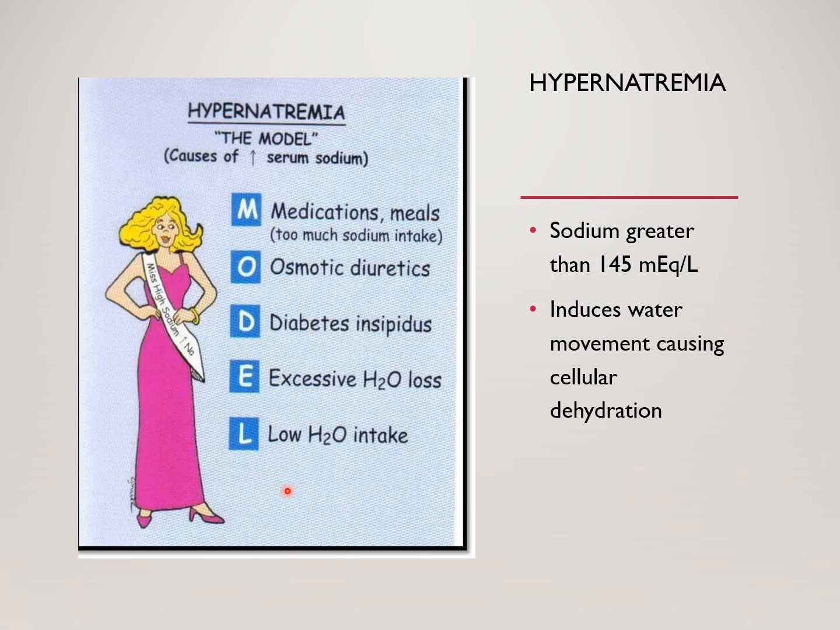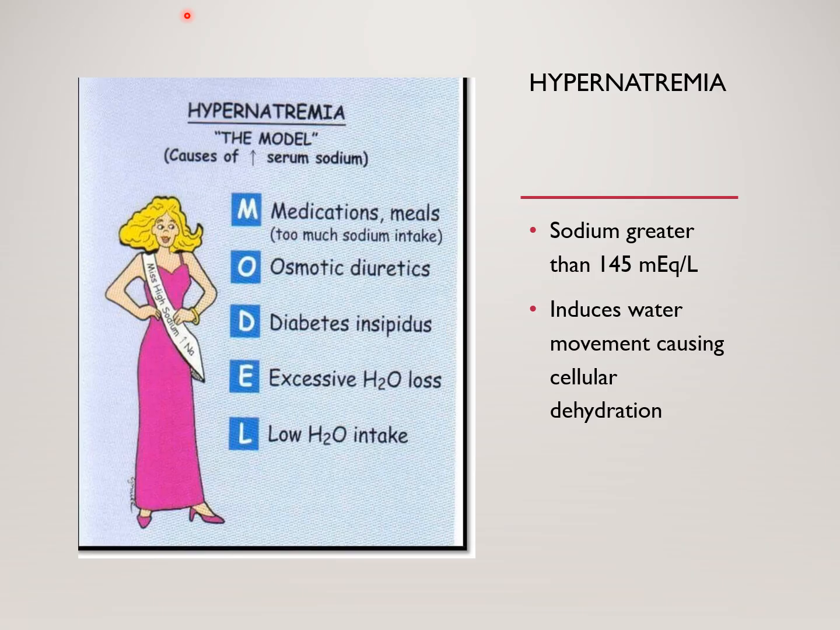So then we'll talk about hypernatremia. This is when sodium levels go above 145 milliequivalents per liter in the body. The normal sodium levels are 135 to 145. And when somebody's hypernatremic, it starts to induce this water movement where we pull water out of the cells. So often we see what we call cellular dehydration in these patients.